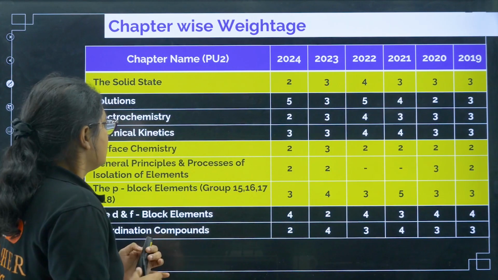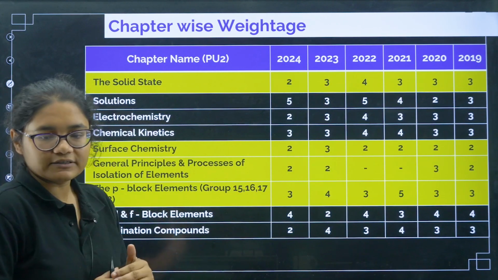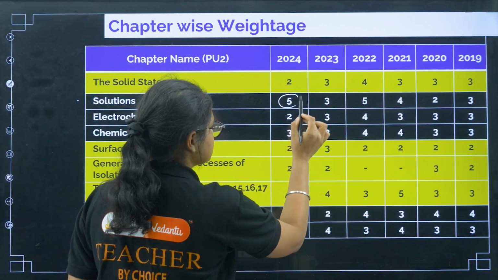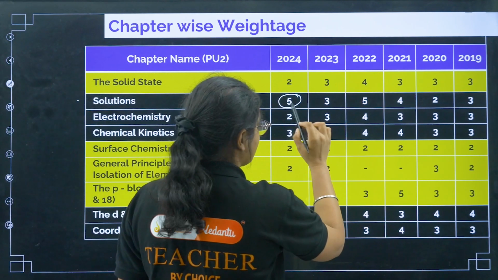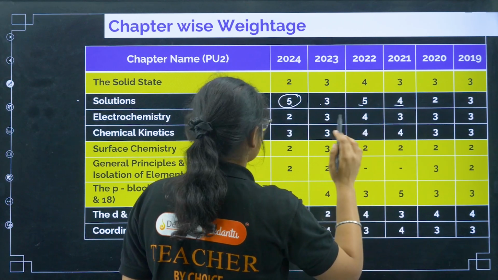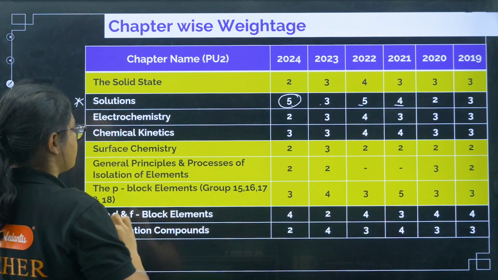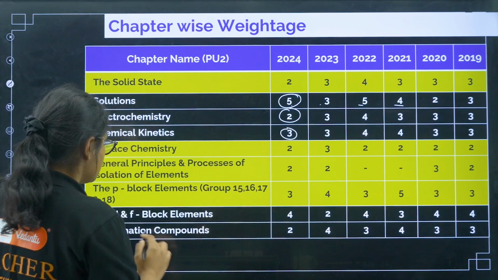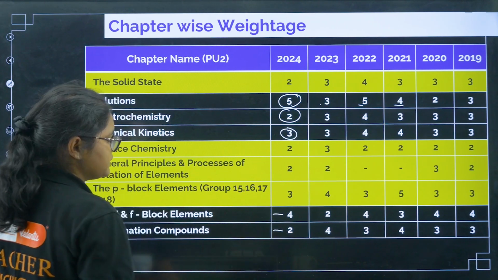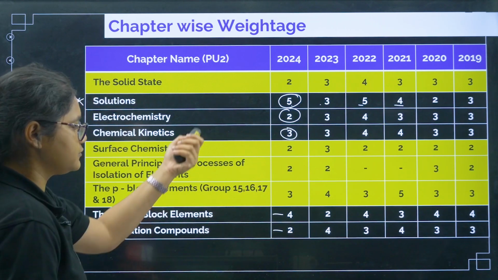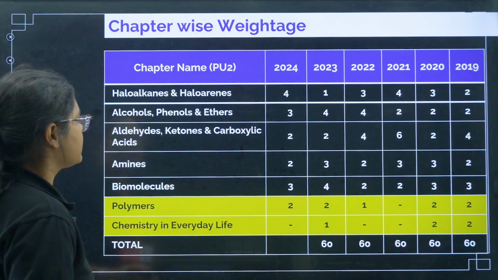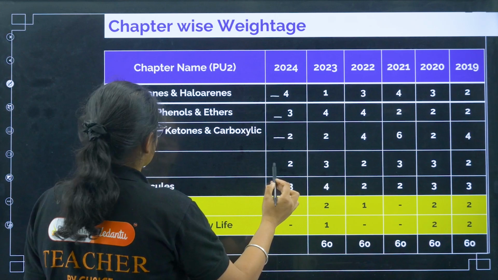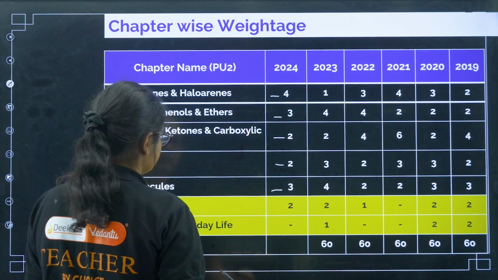Now coming to PU2 chapters. Solid state is deleted. Solutions, you can see 4 questions have been asked, 5 questions, 3 questions, 5 questions, so almost a very high weightage topic. Electrochemistry 2 questions, chemical kinetics 3 questions, D and F block 4 questions, coordination chemistry 2 questions. This is the 2024 paper. Next, haloalkanes 4 questions, alcohols 3 questions, aldehydes 2 questions, amines 2 questions, biomolecules 2 questions.